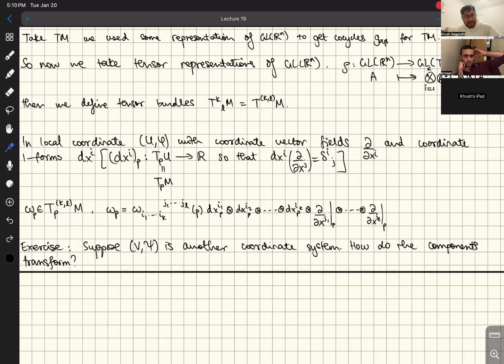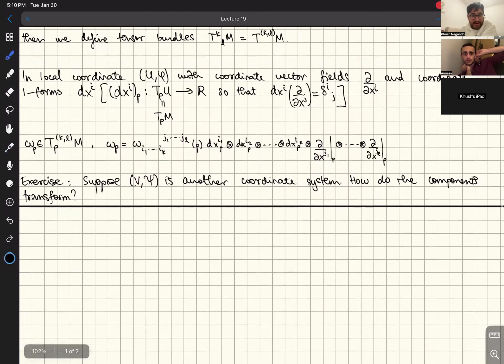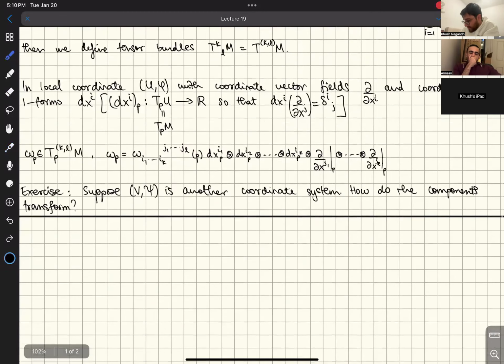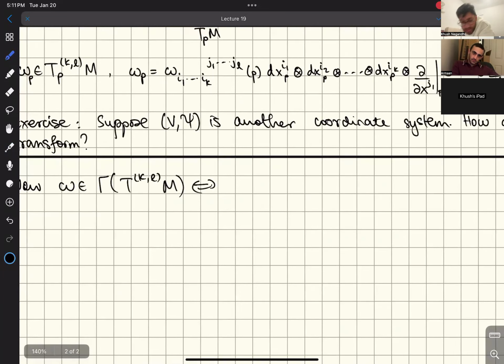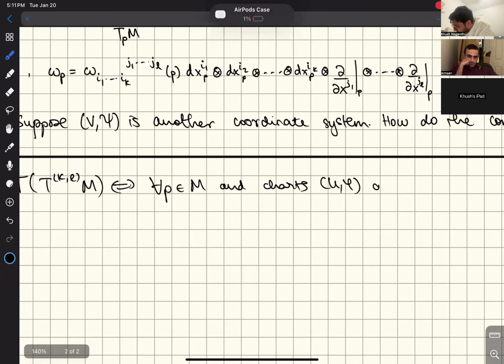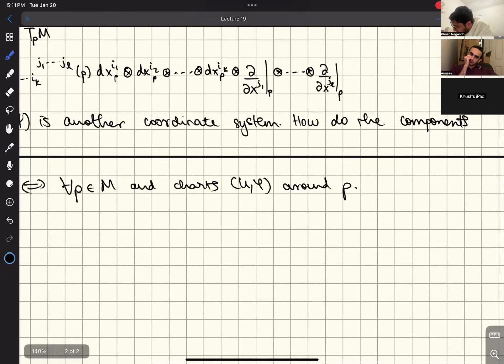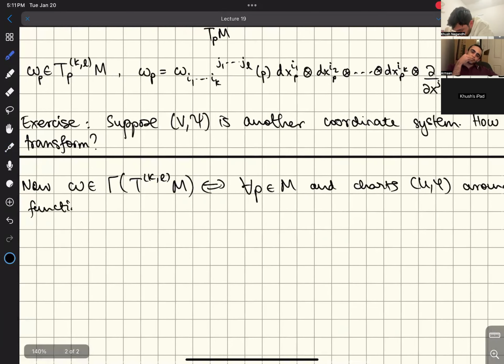This is all wonderful, but again, not really the nicest way to treat these things. Let's give another characterization of these. Omega is a KL covector field if and only if for all points P in M, and charts U, phi around P, the component functions are smooth.